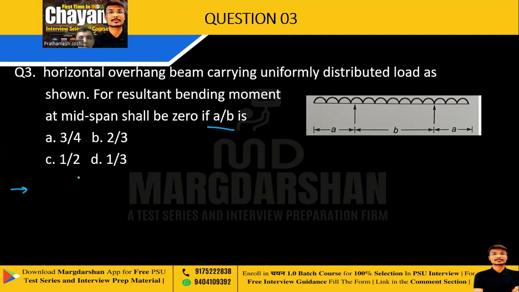See, since it's W, the distributed load at the midspan. So, reactions will be R1 equals R2, which should be equal to W into (2A plus B) by 2.